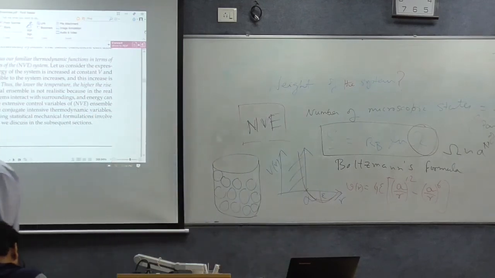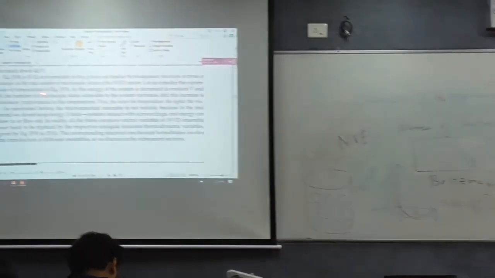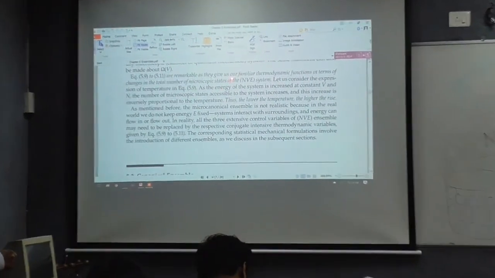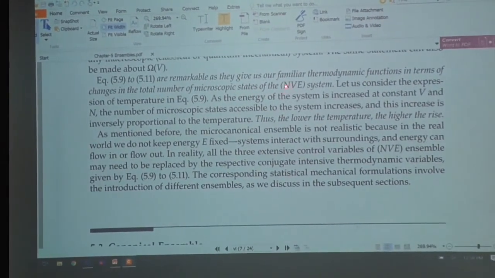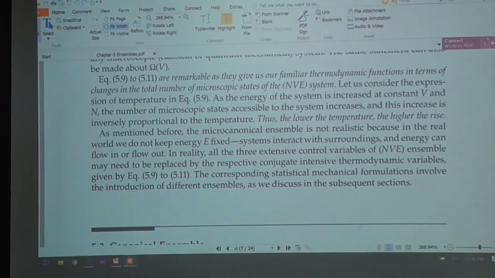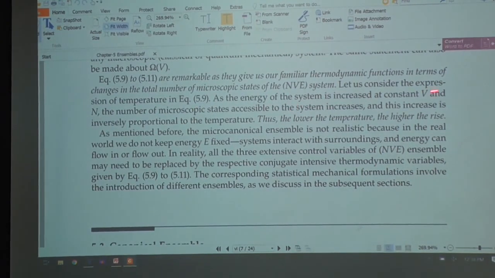Now I go back and see that these are remarkable, as they give us our familiar thermodynamic functions in terms of changes in the total number of microscopic states of the system. When the energy of the system is increased, the number of states accessible to it increases. As mentioned before, the microcanonical ensemble is not realistic because in the real world, we do not keep energy fixed.